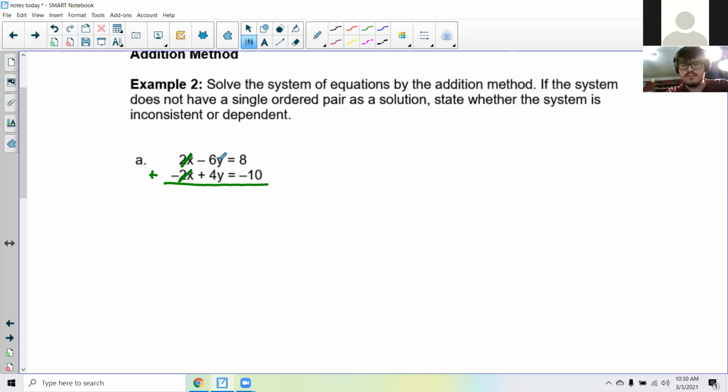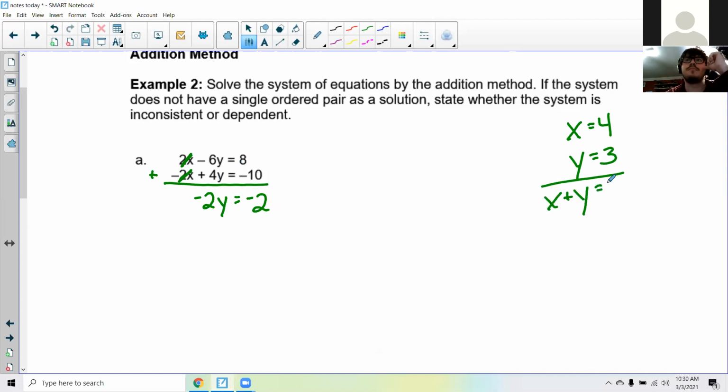Now I have -6y plus 4y. If I add those together, I get -2y. I have 8 and -10. If I add them together, I get -2. This seems weird to some people, but you can add equations. If I have an equation x equals 4 and y equals 3, if I add these equations together, I get x plus y equals 7. And that's fine. Nothing wrong with that.